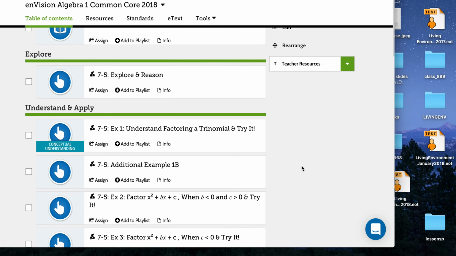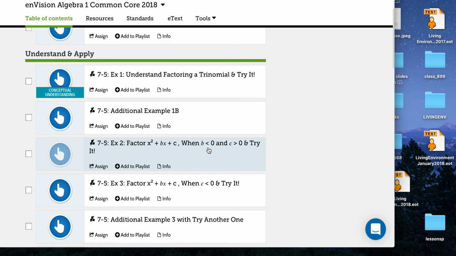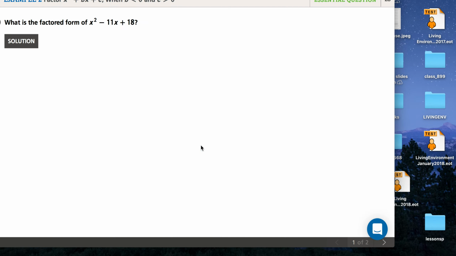Let's go over another example. Example 2: factor x squared plus bx plus c when b is less than 0 and c is greater than 0, and try it, which is going to be 1 for you. In this case, b is less than 0, that means it's negative, so this is the term b, and this is c, and c is greater than 0, that means it's positive. So we're going to try.